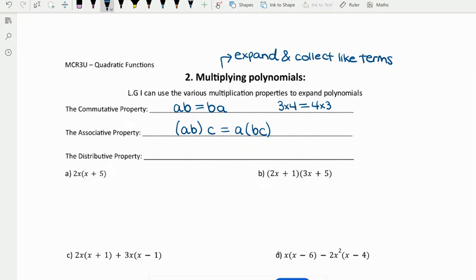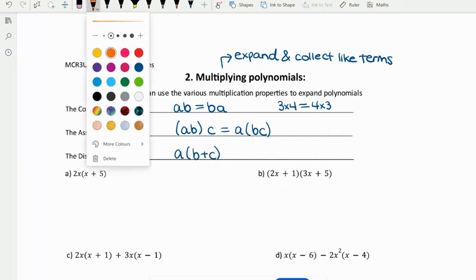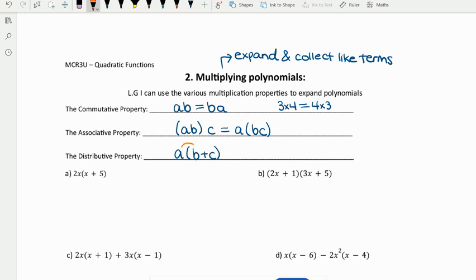Distributive property, when you have A multiplied to B plus C, we draw the little rainbow-like arrows, right? We distribute it so we can expand. So AB plus AC, and this is called the distributive property.